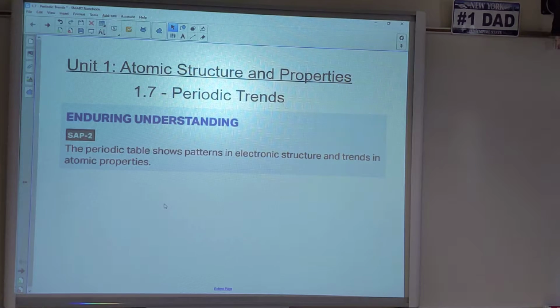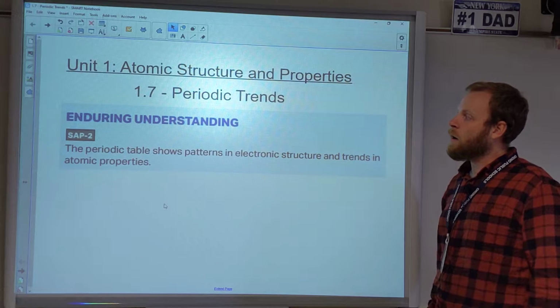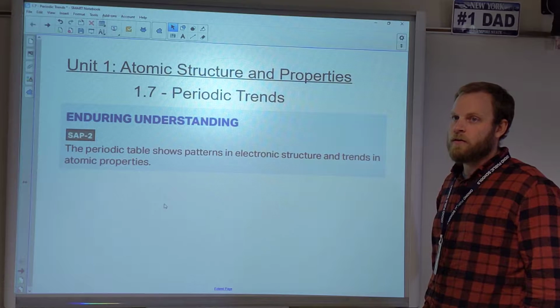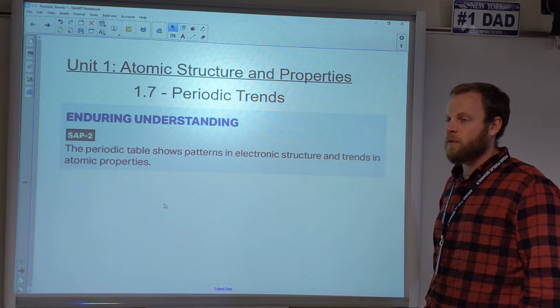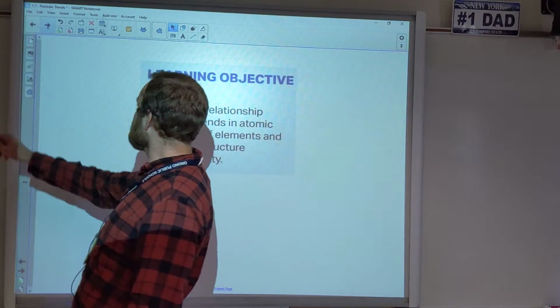Alrighty, so we're at the 1.7 learning target, periodic trends. This is a big learning target. Really important, have to know it. And it goes along with Coulomb's law, which we talked about in class the other day. But basically, you need to know how and why the properties of elements change as you go left to right on the periodic table versus up and down.